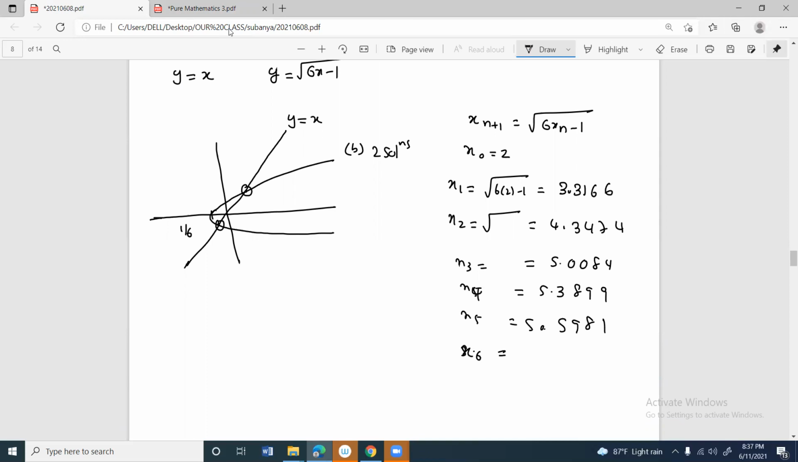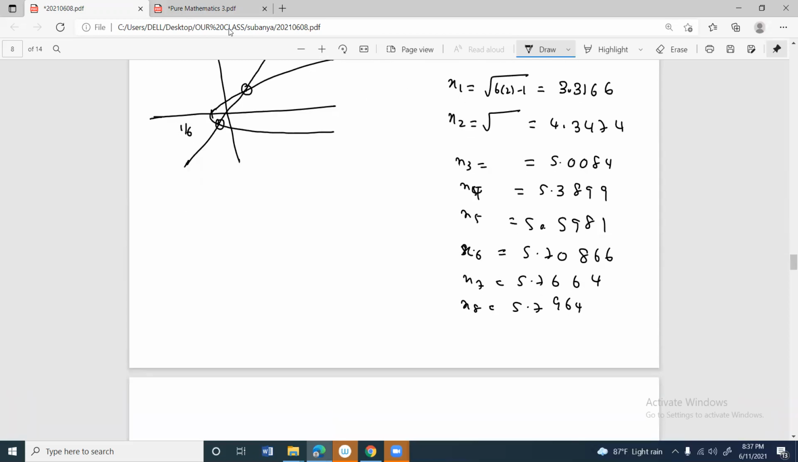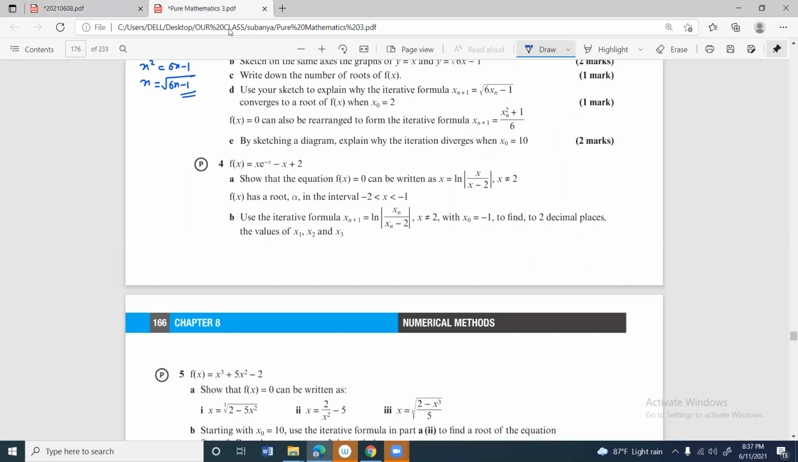x6 is 5.708. x7 is 5.766. x8 is 5.7964. I think now it's coming to a closer figure. x9 is 5.812. They expect us to find the solution.